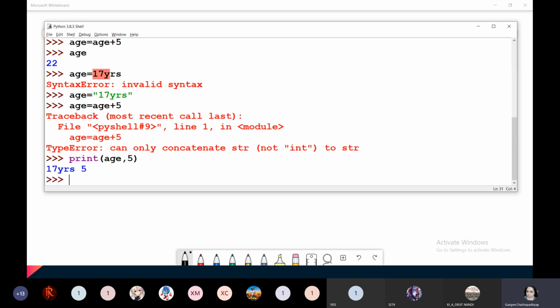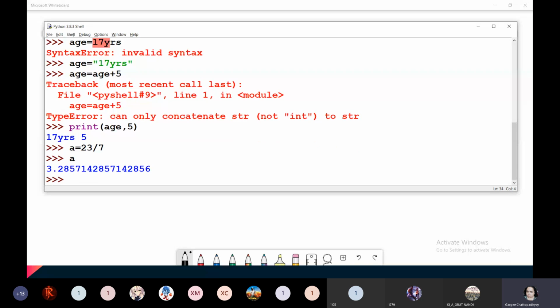Let us try this out over here. If I write a equals 23 divided by 7 and I print a, so you will be getting what? a is in the form of a floating point number only.